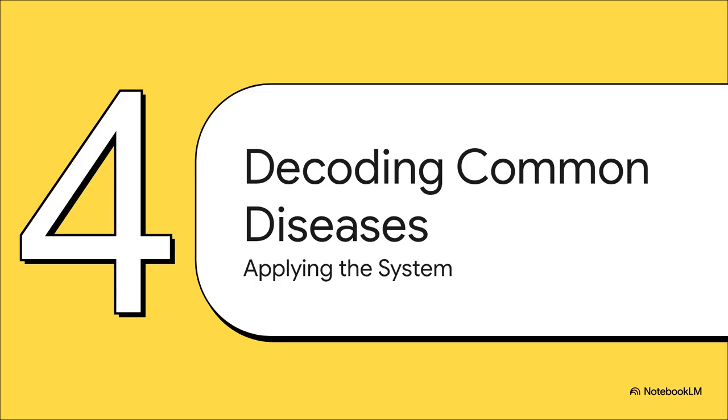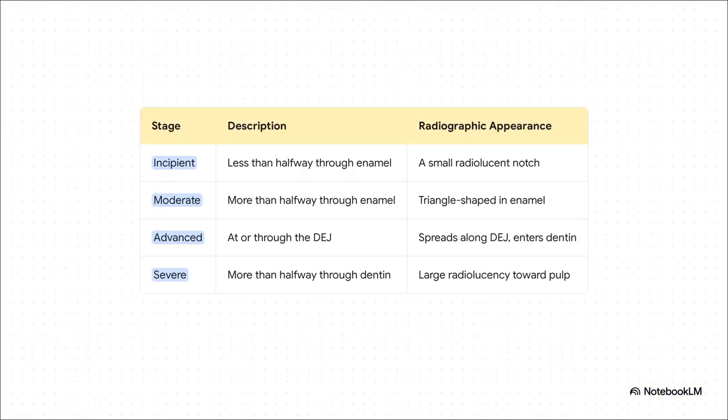All right, so we've got our system. Now it's time to actually put it to work. We're going to use everything we've learned, our knowledge of shadows, the landmarks, and that methodical scan, to start decoding the signs of some really common diseases. Okay, let's kick things off with caries, cavities.